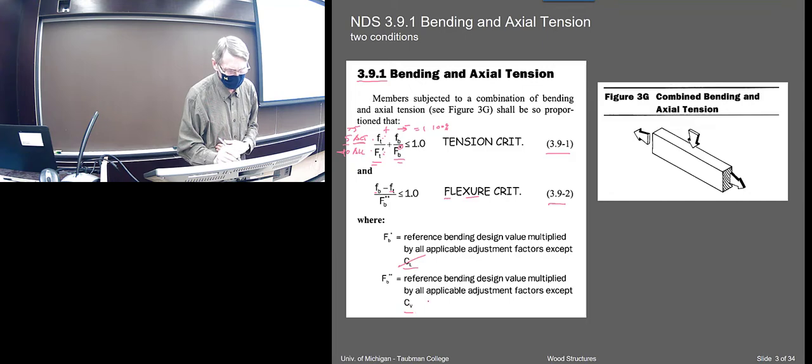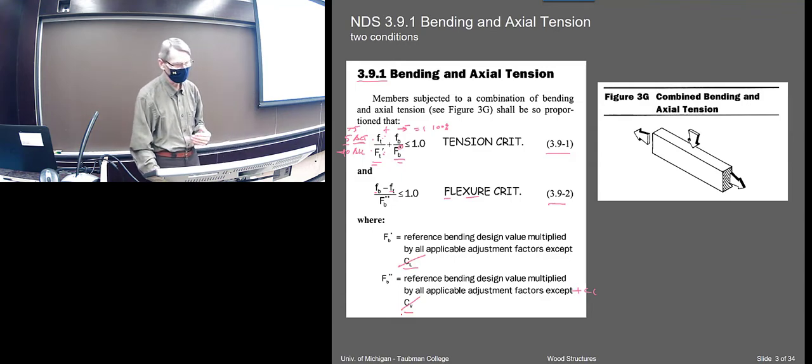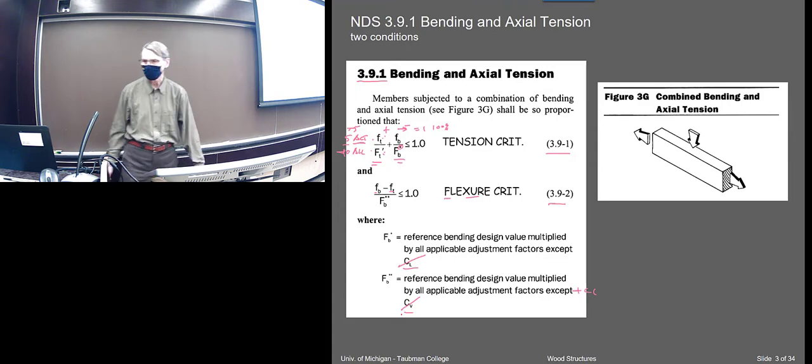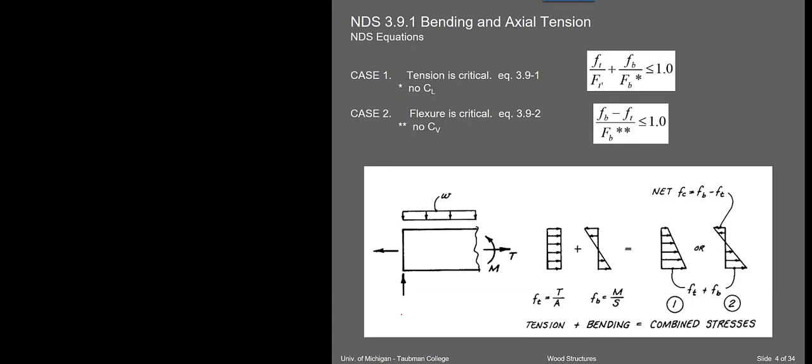Down here, you really should include the CL. So you should have, plus CL here. But they say you can leave off the volume factor for some reason. That only applies to glulam, right? That's where that volume factor comes in.